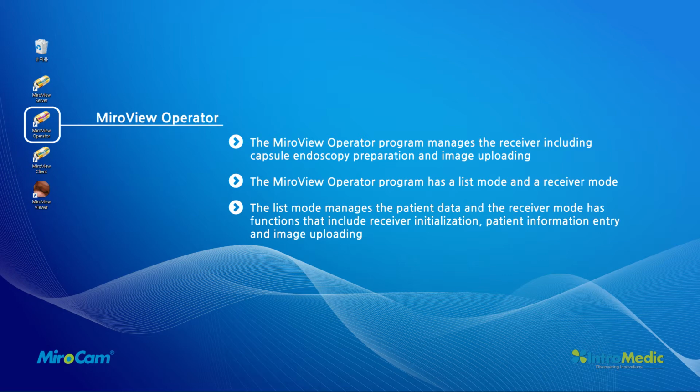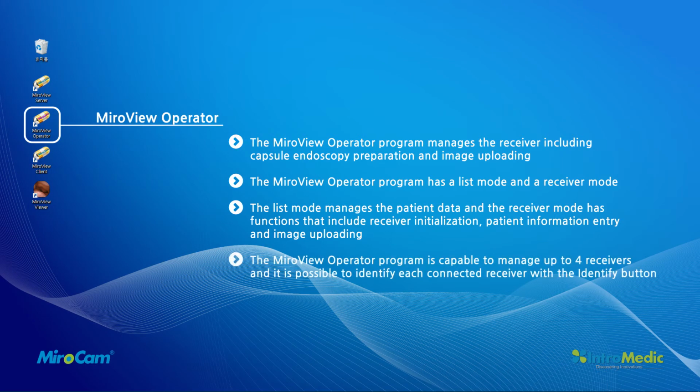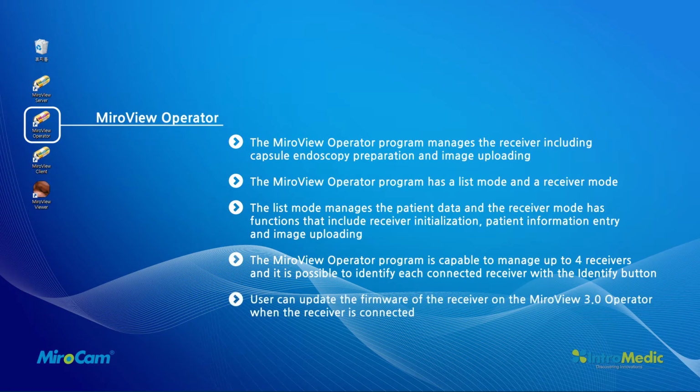and image uploading. The MiroView Operator program is capable of managing up to 4 receivers, and it is possible to identify each connected receiver with the Identify button. Users can update the firmware of the receiver on the MiroView 3.0 Operator when the receiver is connected.